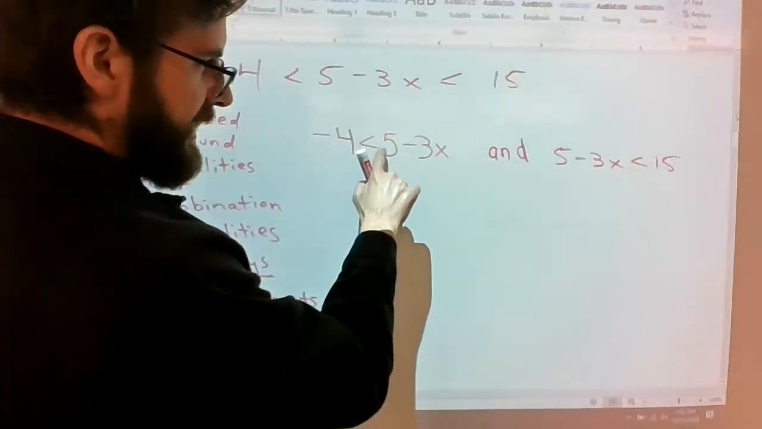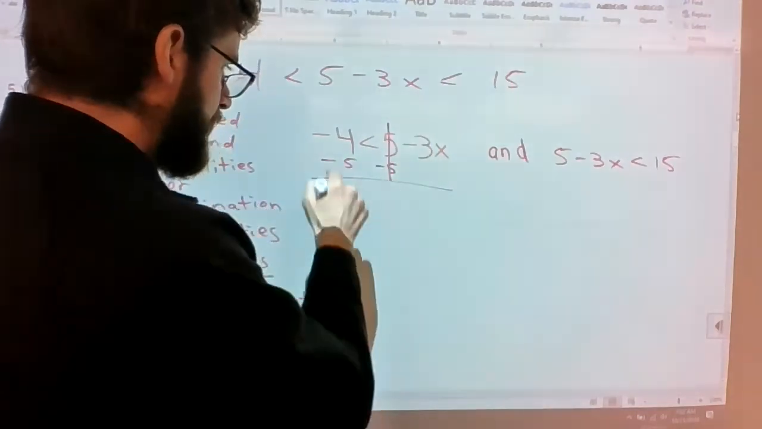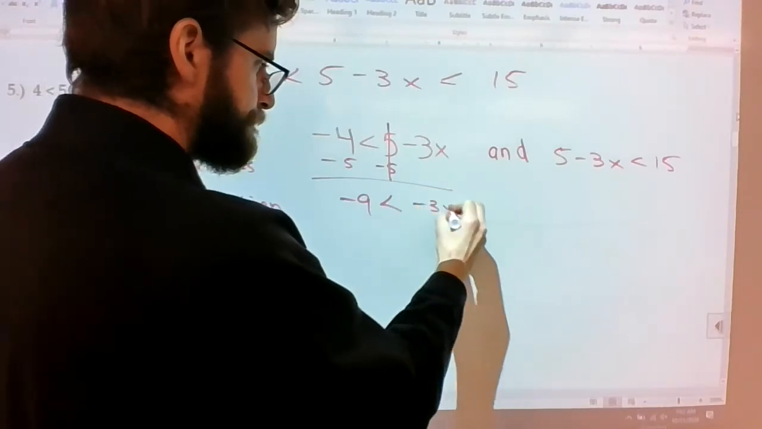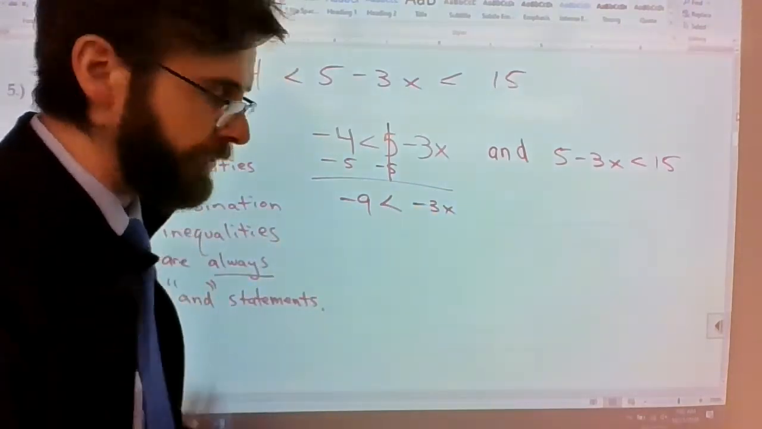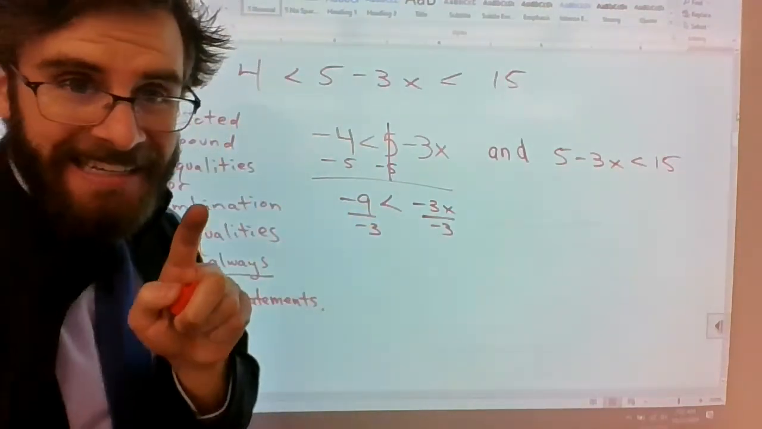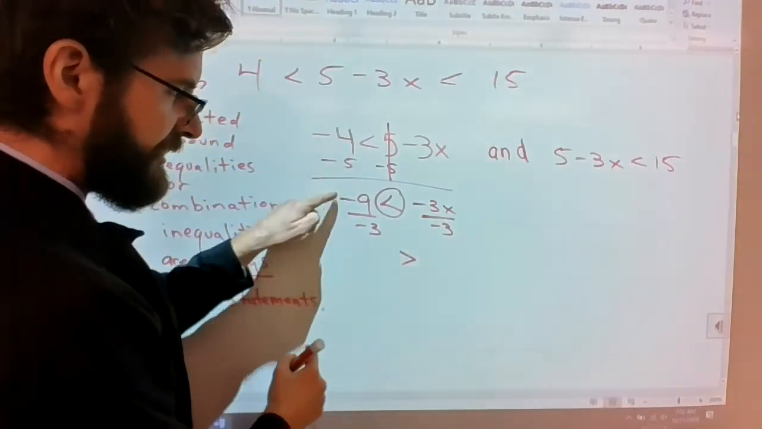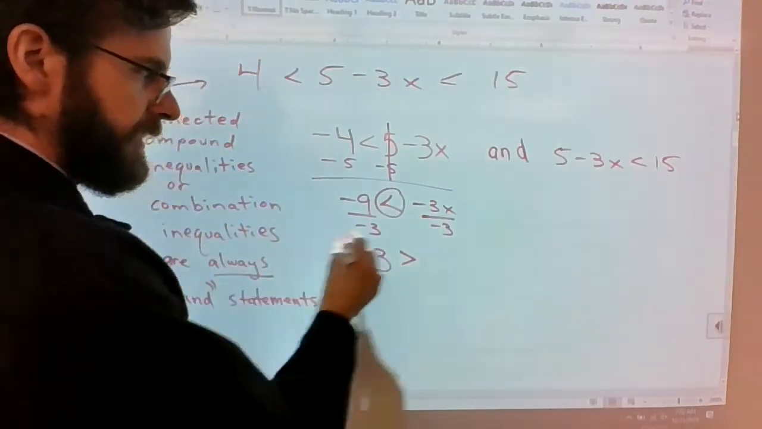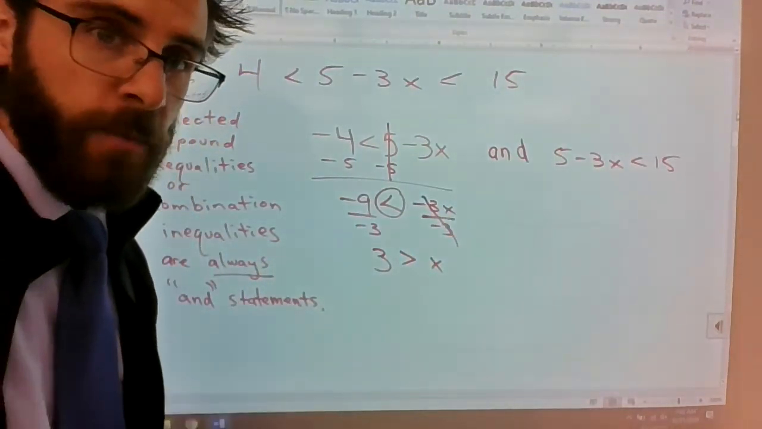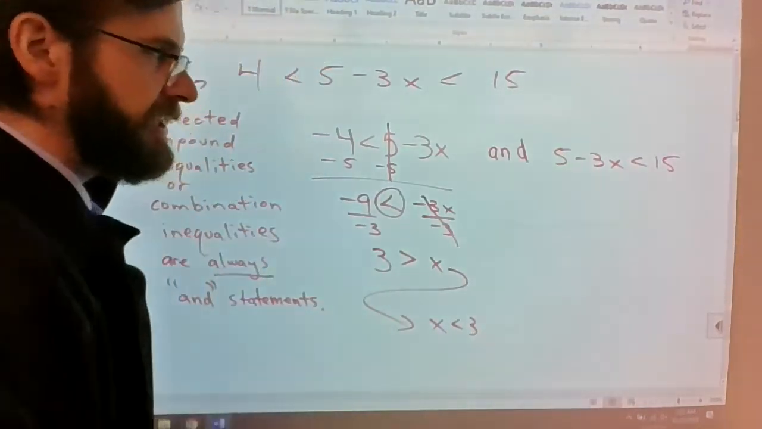So I could just say, hey, that's a positive 5. You can minus 5 from both sides. -9 is less than 0 minus 3x. You divide both sides by -3. You divide it by a negative, so it flips the direction of the inequality symbol. Negative 9 divided by negative 3 is positive 3, and the x is just x. Now here's what you need to do. You need to rewrite it with x on the left. X is less than 3. So there's part of your solution.